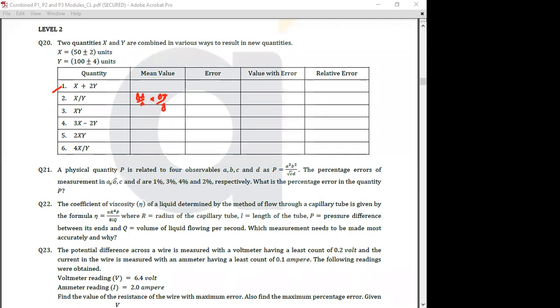Right. Next, 21. The physical quantity P is related with 4 observations, like this. The percentage error. Now think about it. When you talk about this, you have to write this in terms of what? Tell me. In terms of powers. Yes or no?